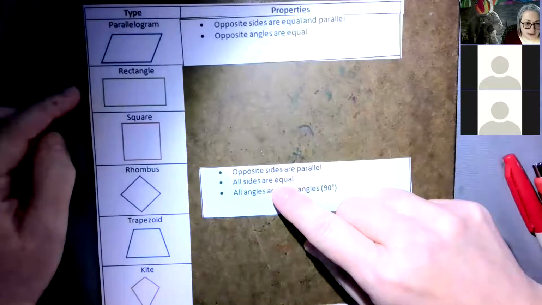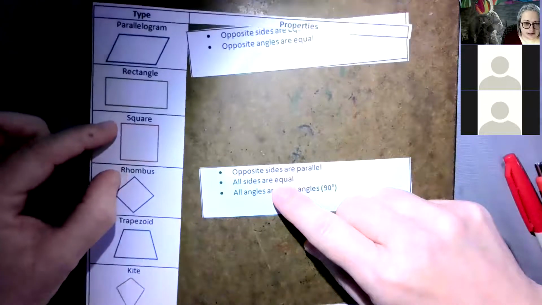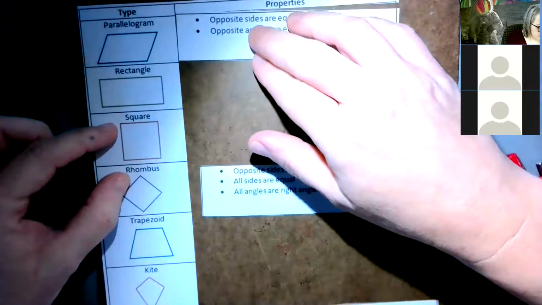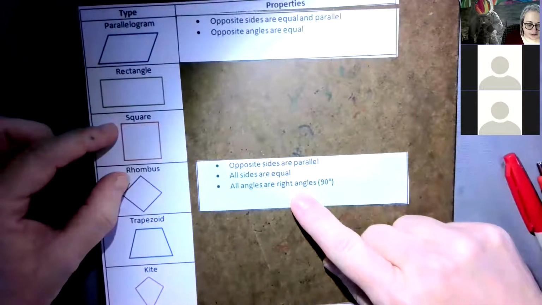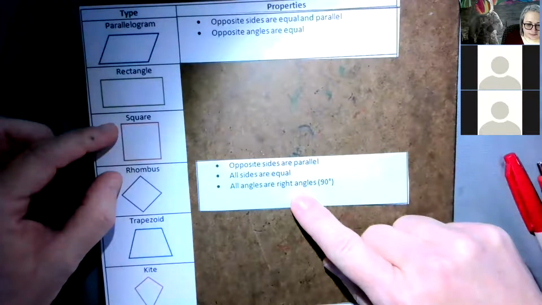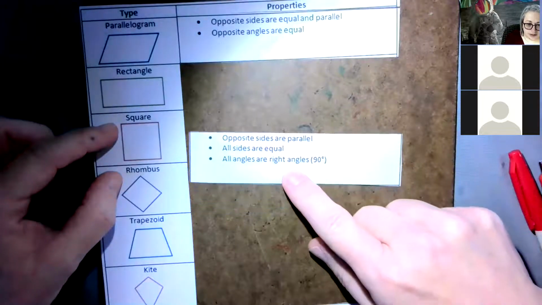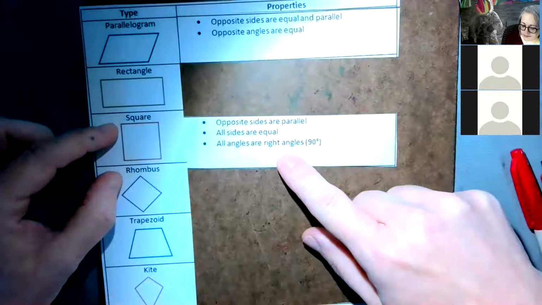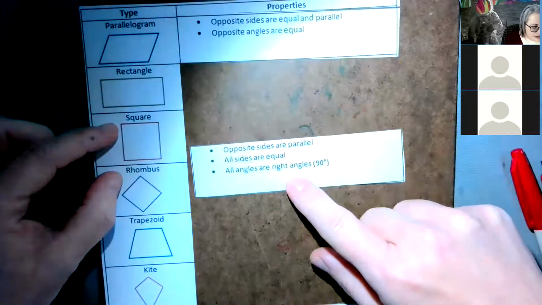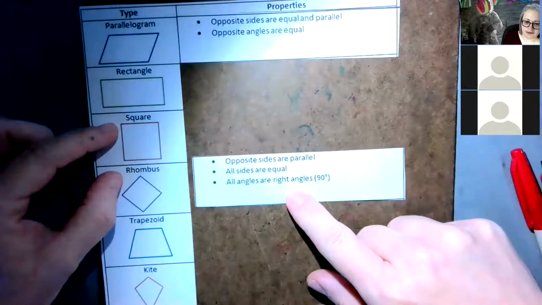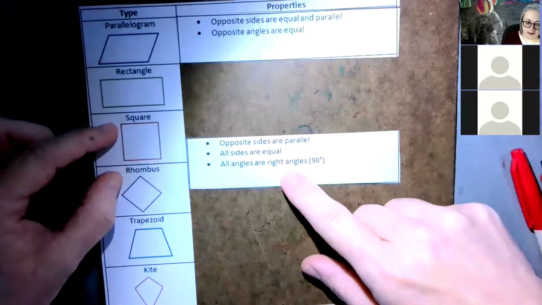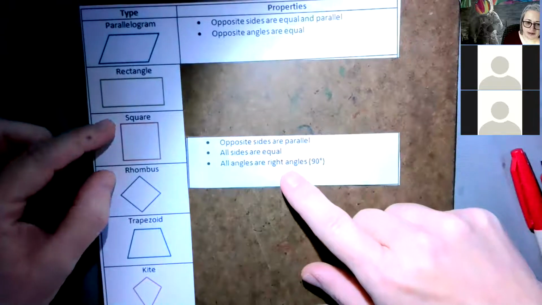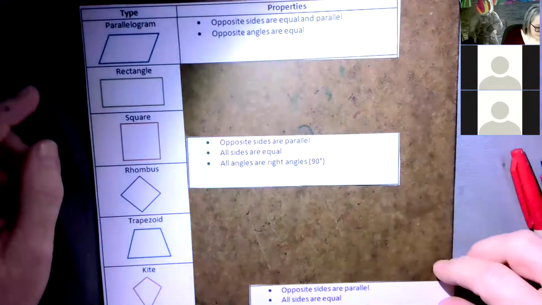No. No. So we can rule out rectangle. So now we're just looking at square and rhombus. All angles are right angles. Are all angles on a square right angles? Yes. Are all angles on a rhombus right angles? Yes. Yeah, so I'm going to put that in the middle. We still have to find another one that matches that one. That goes with all of them.